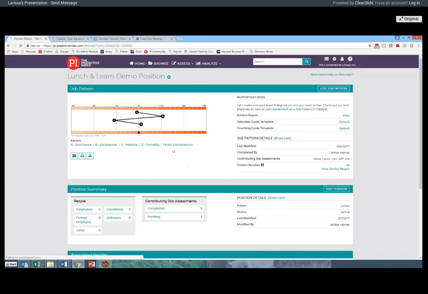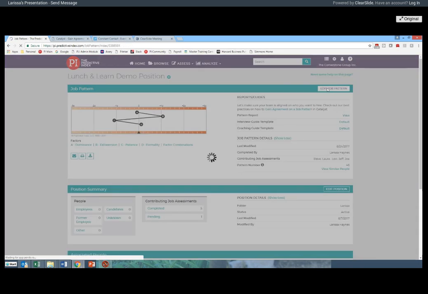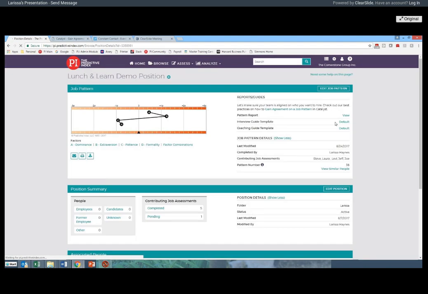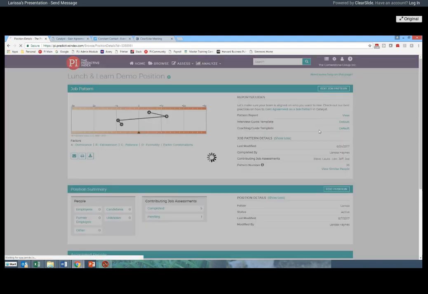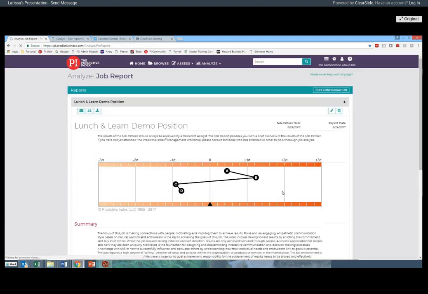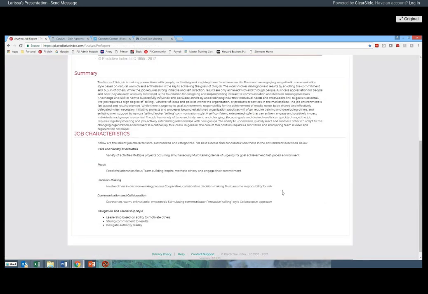And it brings us back to this main screen, and you'll see now we have the pattern report. Now you can go back in. You could have saved that before the discussion, then had the discussion and said, nope, we need someone with a lower level of formality and a higher level of dominance. So we're going to make this pattern here. I'm going to go ahead and save that again and then go in to view my job report and have everyone read that and make sure they agree.